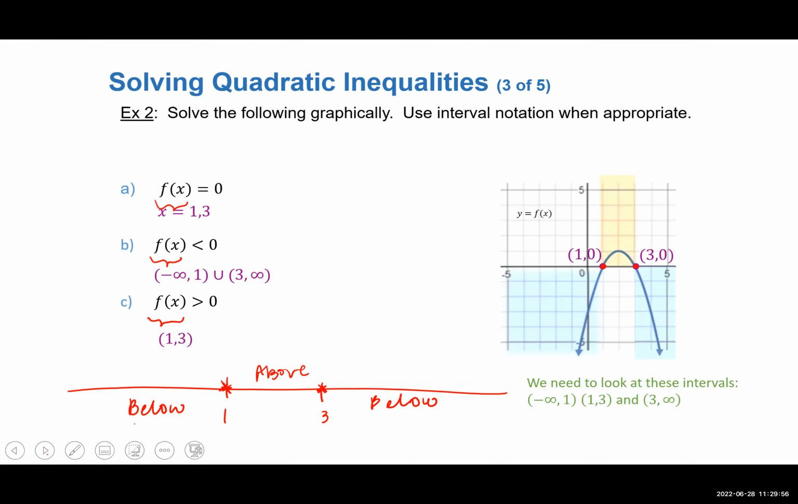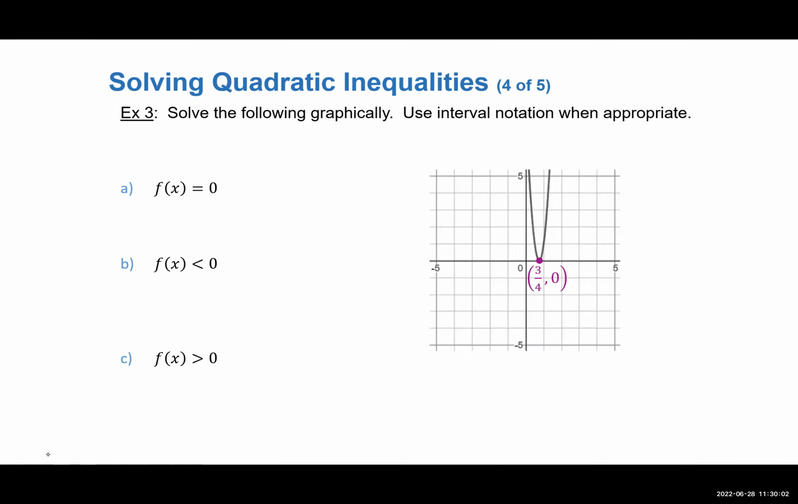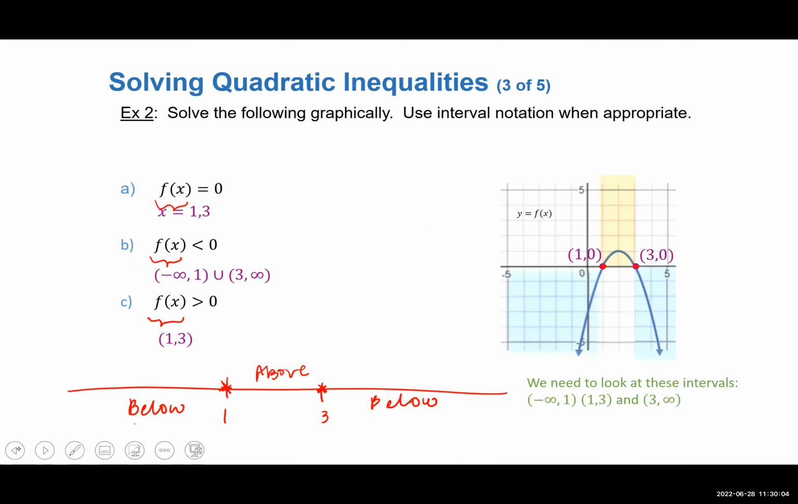Now notice that we use soft brackets on these versus the last problem where we used hard brackets. We used hard brackets because it was asking less than or equal to. On this one, it was actually asking strictly greater than or less than. So we're going to be using soft brackets. If it said or equal to, then we would use hard brackets.